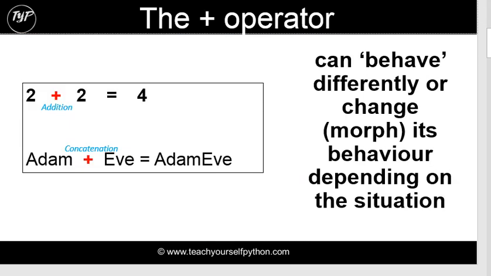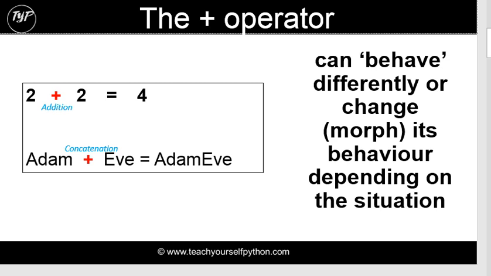Coming more close to home and looking at Python, the plus or the addition operator is an interesting one. If you look at the first example, 2 plus 2 is equal to 4, and you can do that in Python. However, it can behave differently or morph. Note the word morph, which is part of polymorphism. And this addition operator can actually morph its behavior depending on the situation.